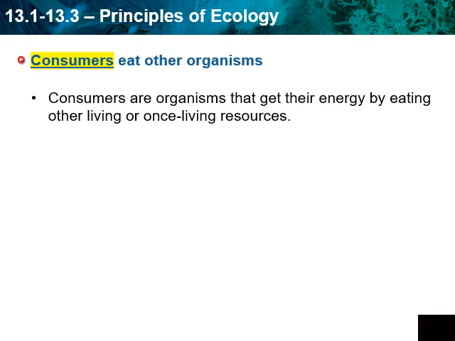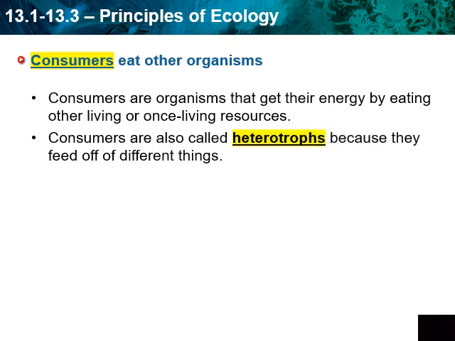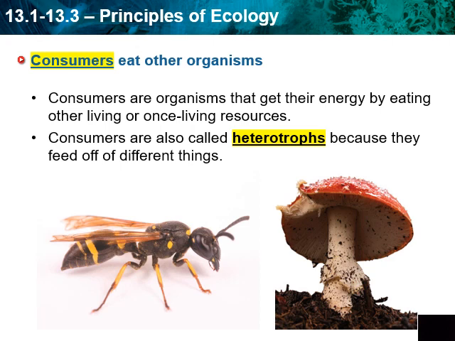Now, we have these other things in the ecosystem called consumers. Consumers consume. They eat other things. So consumers eat other organisms. Consumers are organisms that get their energy by eating other living or once living resources. We can also call them heterotrophs. Hetero for other or different, and troph for nutrition or feeding because they feed off of different things.